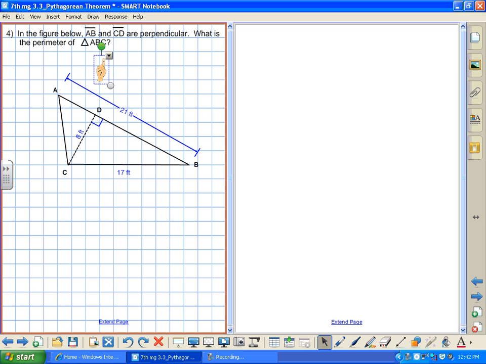What is the perimeter of triangle ABC? They want to know what the perimeter is. Now, this sounds pretty easy, doesn't it? Perimeter basically means the sum of the lengths of all the sides. And in a triangle, we have 3 sides. So we've got to add up this length, which is 21, this length, which is 17, and this length, which is the unknown. So if I can figure out what line A to C is, I can find my answer, can't I?